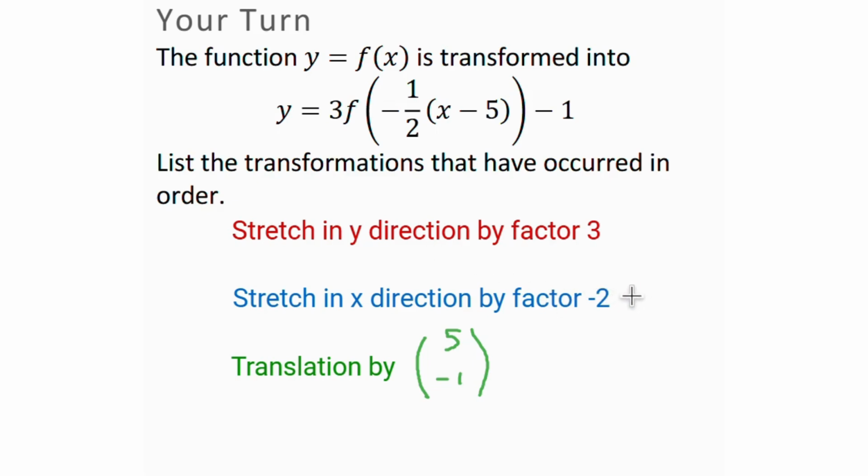You don't need to do that. It's fine to write it as a stretch with a negative factor, but if you wanted to, you could split it into a stretch with a positive factor and a reflection.